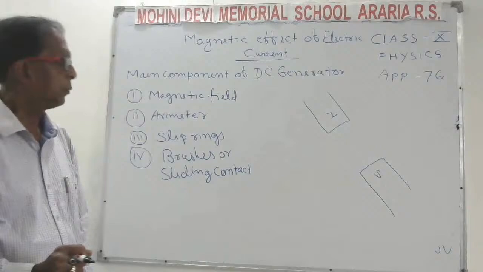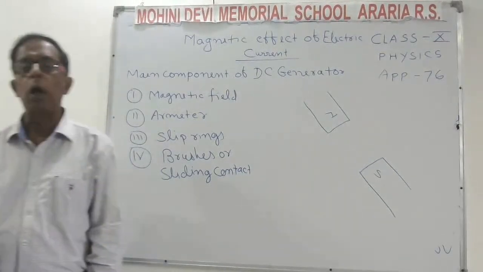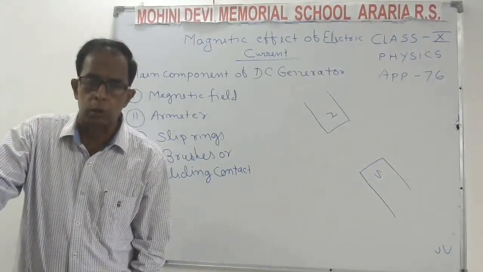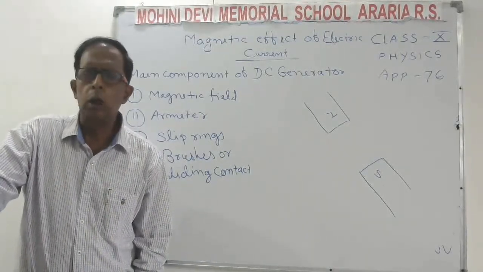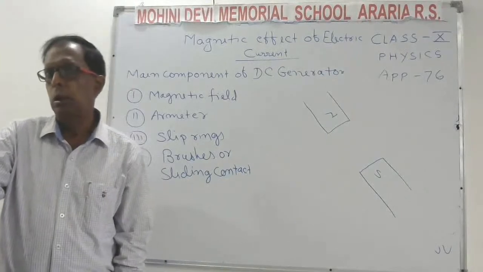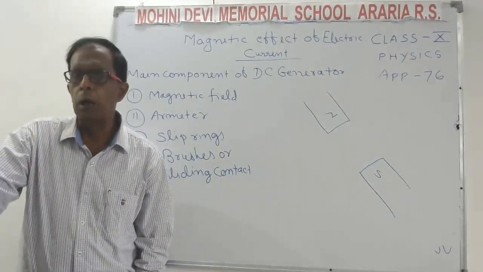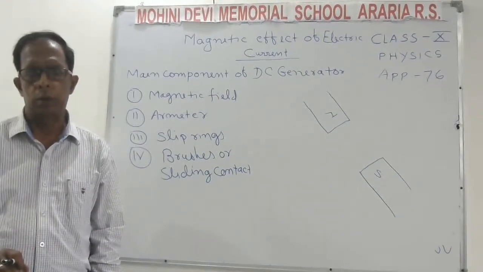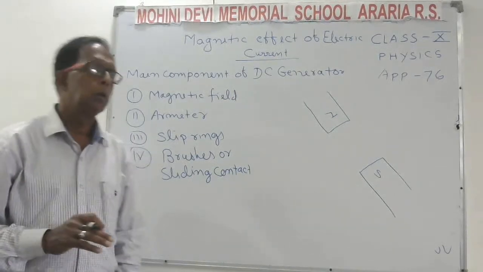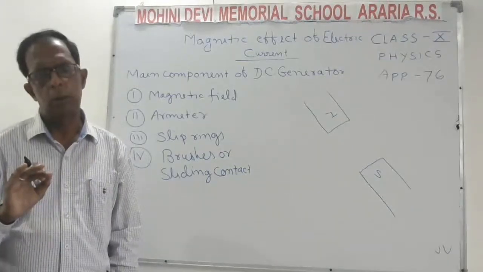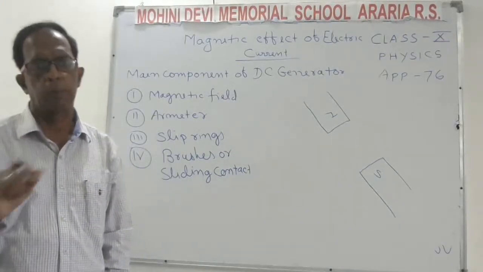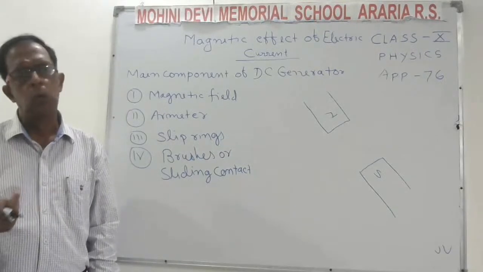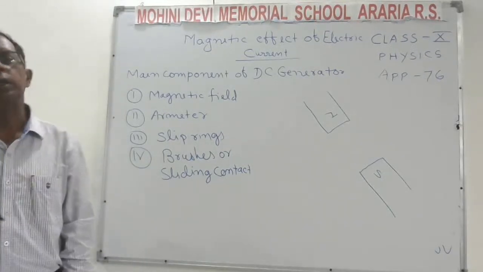Second, the armature. Armature is a coil having a large number of turns of insulated copper wire. Today aluminum wire is also used, but actually an insulated copper wire wound over an iron core is called armature. Means the coils of insulated copper wire are wound as a bunch of coils over an iron core.